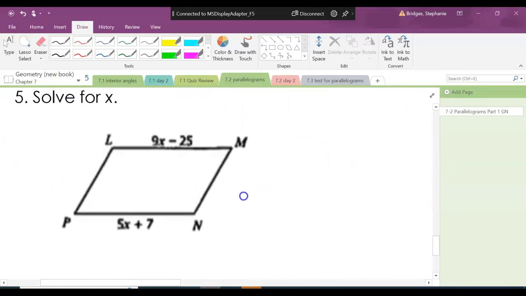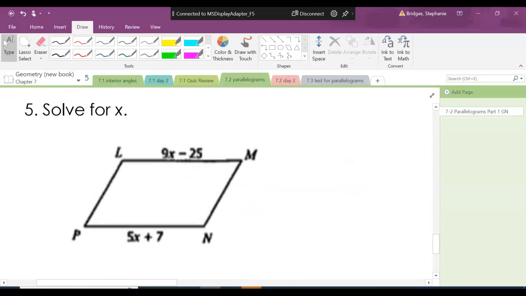All right, let's take a look at 5. This was not too hard. What's labeled, sides or angles? The sides, and are they next to each other or opposite of each other? Opposite. What is it that we know about opposite sides in the parallelogram? They're congruent. So if I want to solve for x, what would I do to those two things? Set them equal to each other. So do that.